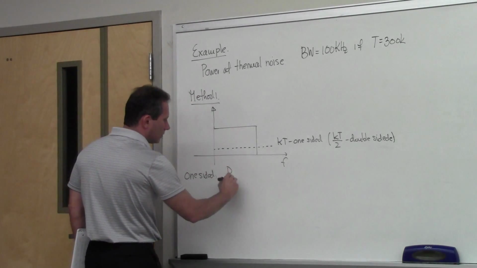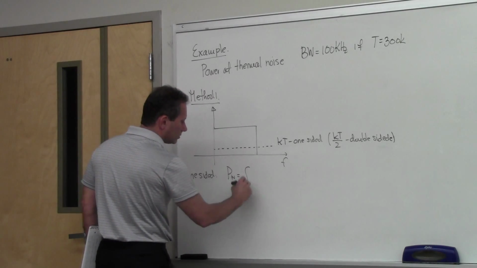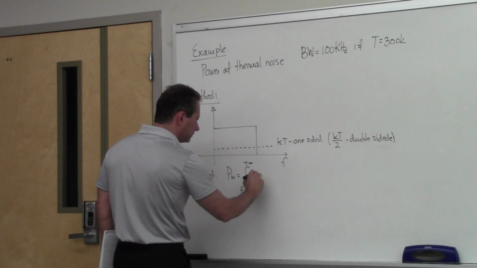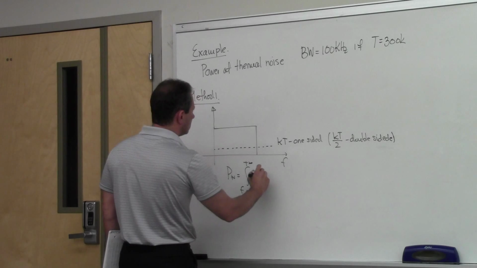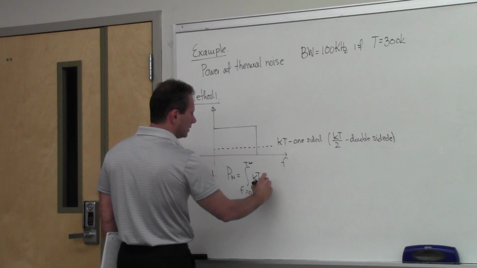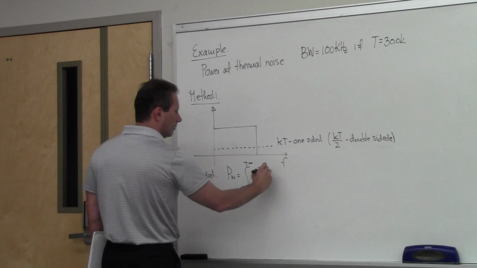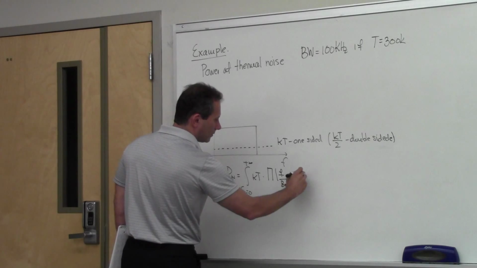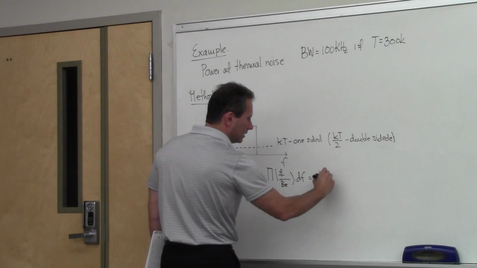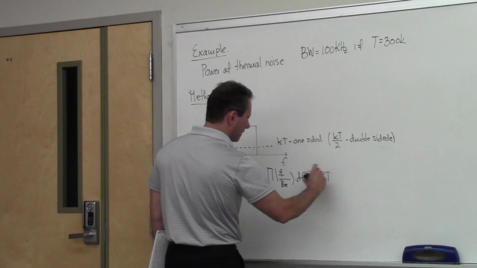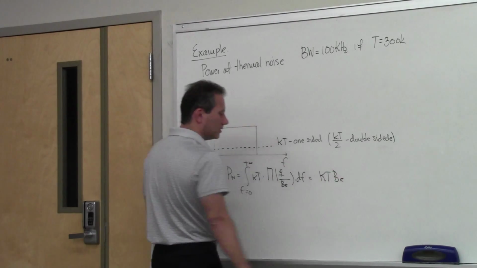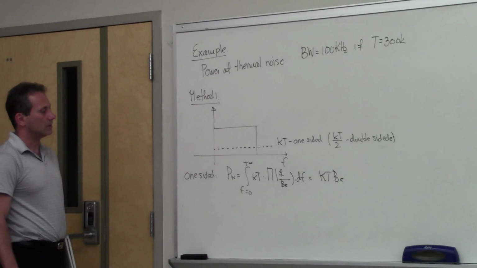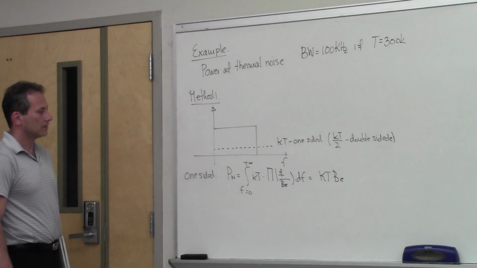You're going to say the power of the noise is the integral, with F going from 0 to plus infinity, of KT times, since this is an ideal filter, the equivalent bandwidth, df, which is essentially giving you KT times the equivalent bandwidth. So this is how we do it in communications, or whatever is the subject that we use this calculation.